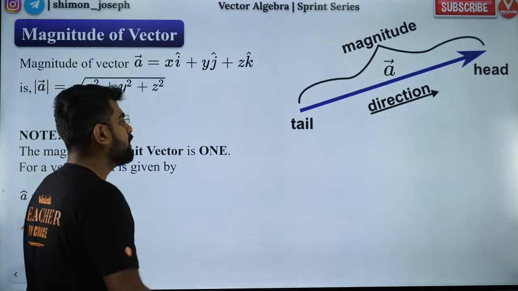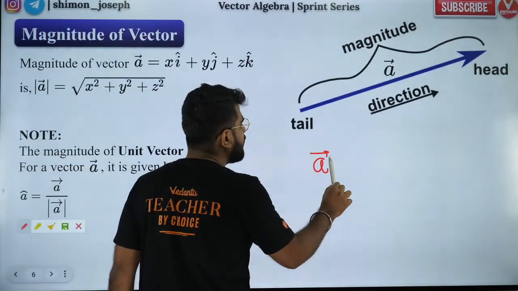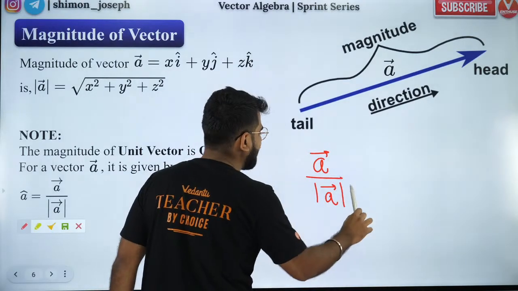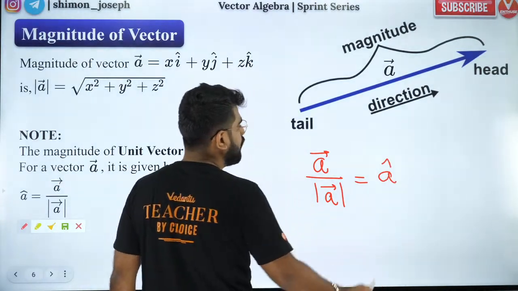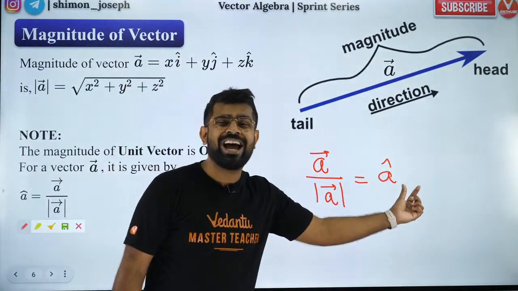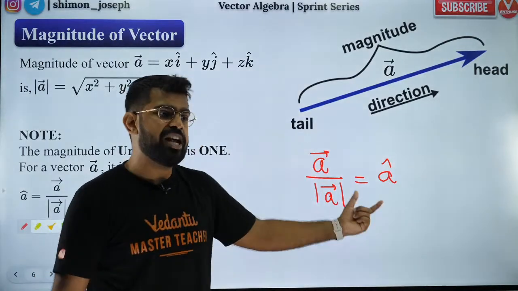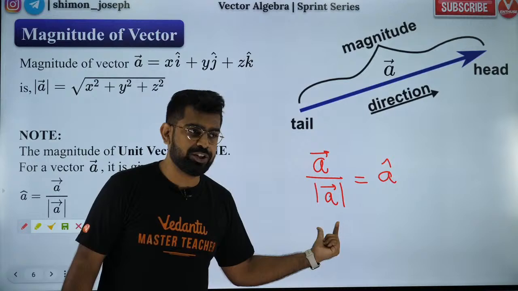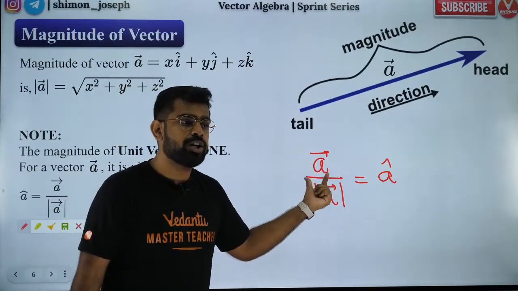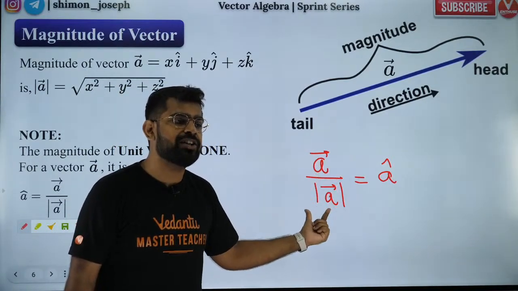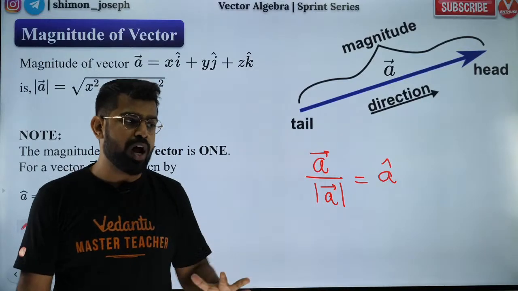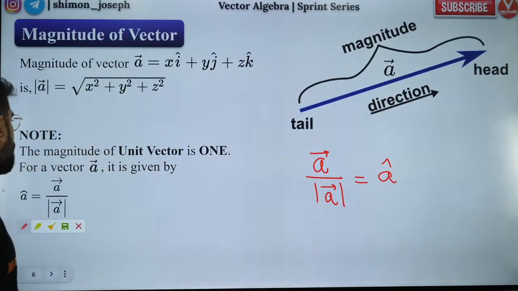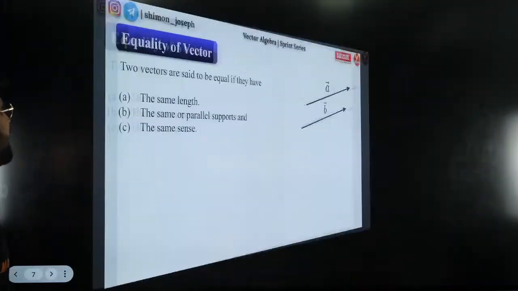So how do you find a unit vector? Any unit vector can be found by dividing a vector by its magnitude. That will give you A cap. What is A cap? Whenever you write cap, that means it's a unit vector. So A cap can be found by dividing the A vector by its magnitude. Are you all clear with it? Everybody? Fantastic. So now let's move forward, people. The basics I hope are fine.